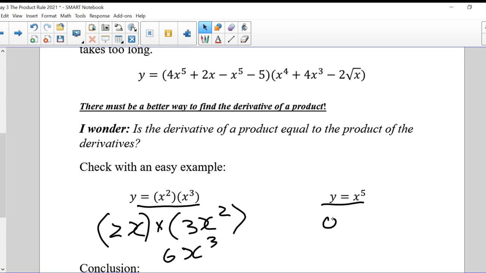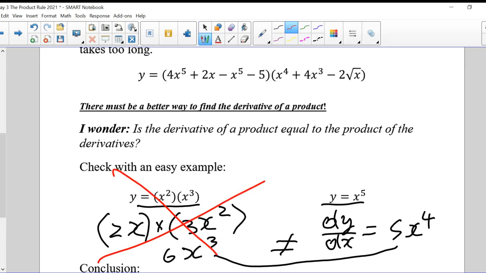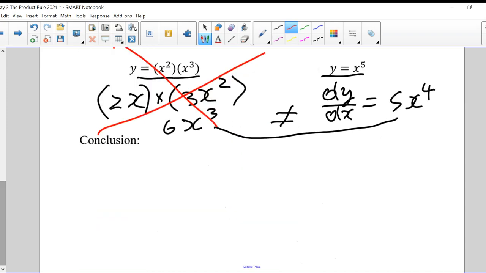Well, no, because dy/dx of this would be equal to 5x^4. This is not equal to this. They're not the same. So one has to be right and one has to be wrong. It turns out that the one that's wrong is this one. You can't take the approach of taking the two derivatives and multiplying those two together.